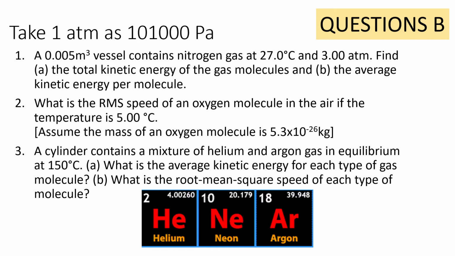Question 3, a cylinder contains a mixture of helium and argon gas in equilibrium at 150 degrees Celsius. A, what is the average kinetic energy of each type of gas molecule? B, what is the root mean square speed of each type of molecule?